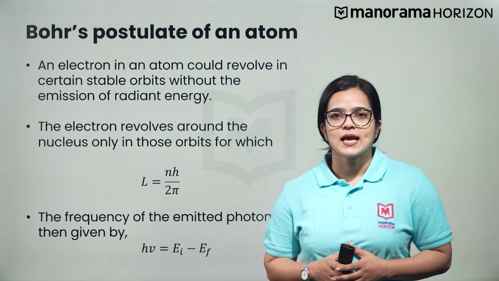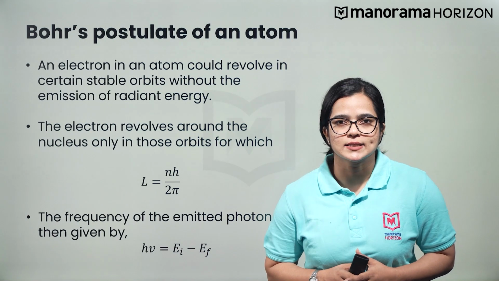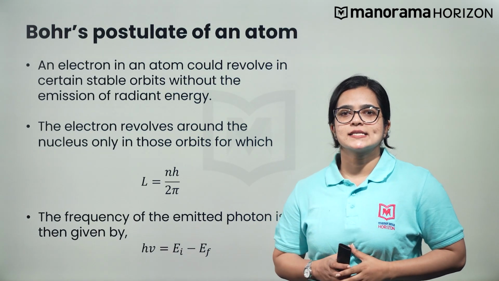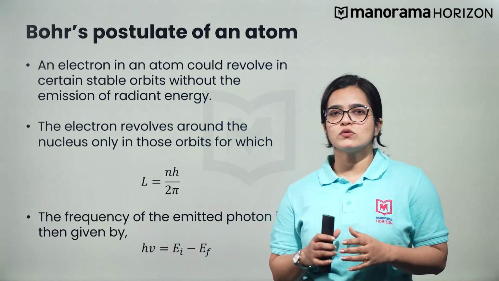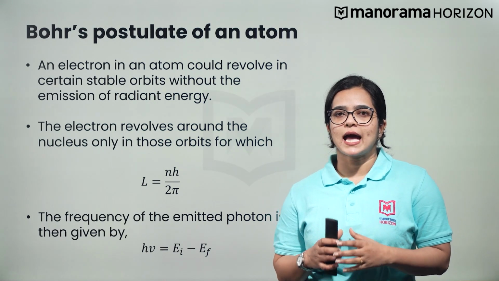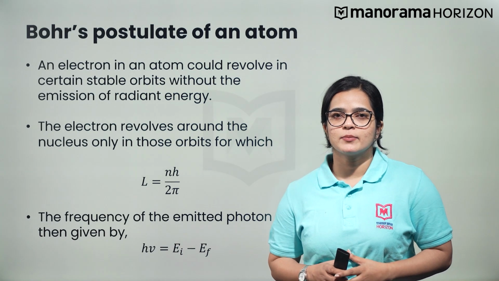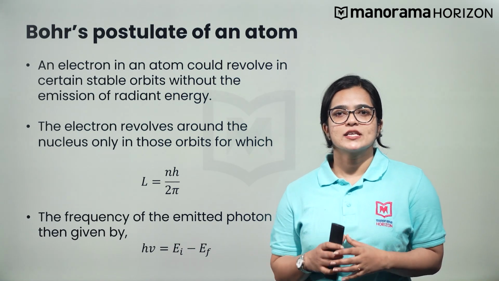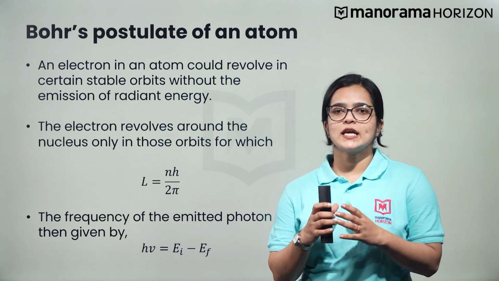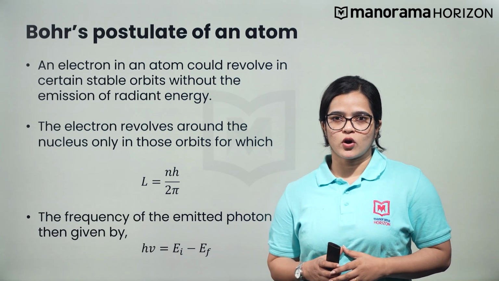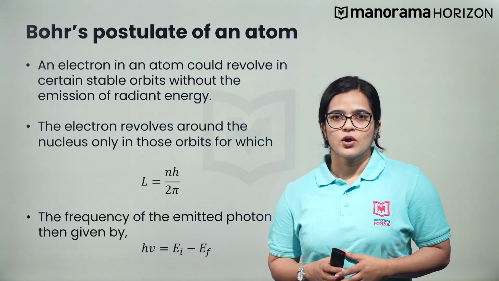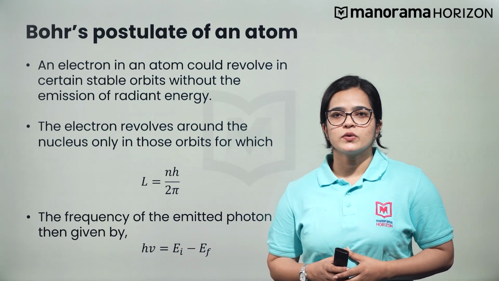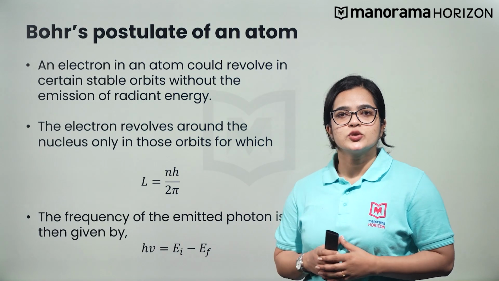We call these the stationary states of the atom. Bohr's second postulate states that the electron revolves around the nucleus only in those orbits for which the angular momentum is some integral multiple of h by 2 pi, where h is Planck's constant. Therefore, the angular momentum of the orbiting electron is quantized, and this defines the stable orbits. We say that L is equal to nh divided by 2 pi.